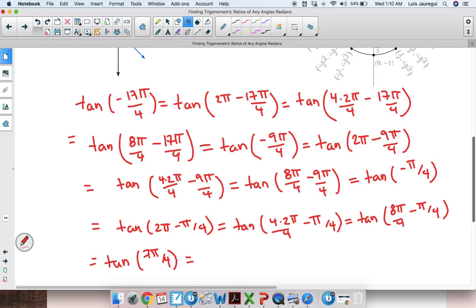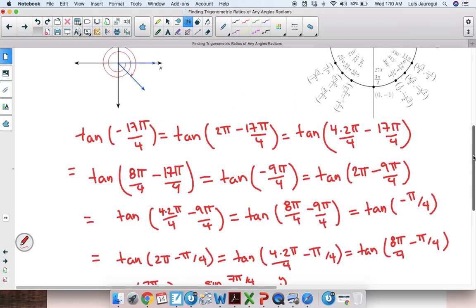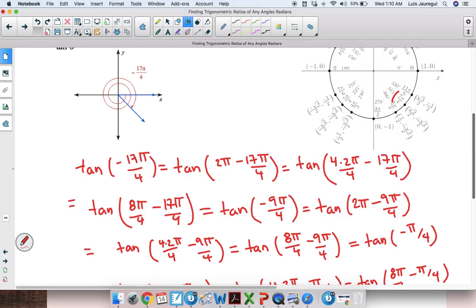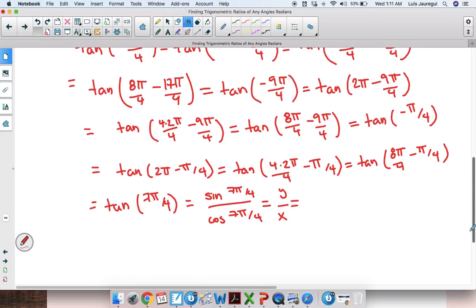Now, tangent of 7 pi over 4 is the same as sine of 7 pi over 4 divided by cosine of 7 pi over 4. Now, sine happens to be your y value, and cosine happens to be your x value. So going to your unit circle, we can find 7 pi over 4 here. Your x value is root 2 over 2, and your y value is negative root 2 over 2. So this is just negative square root of 2 over 2 divided by root 2 over 2.